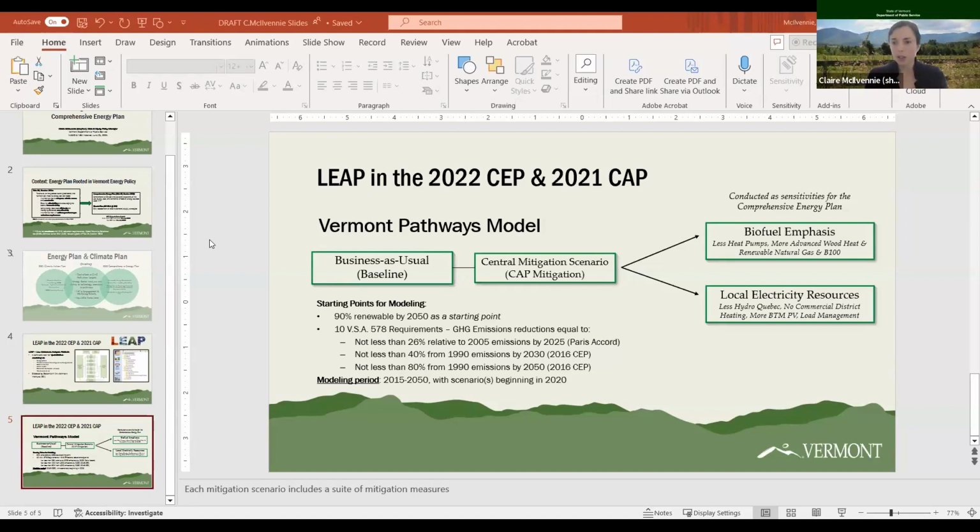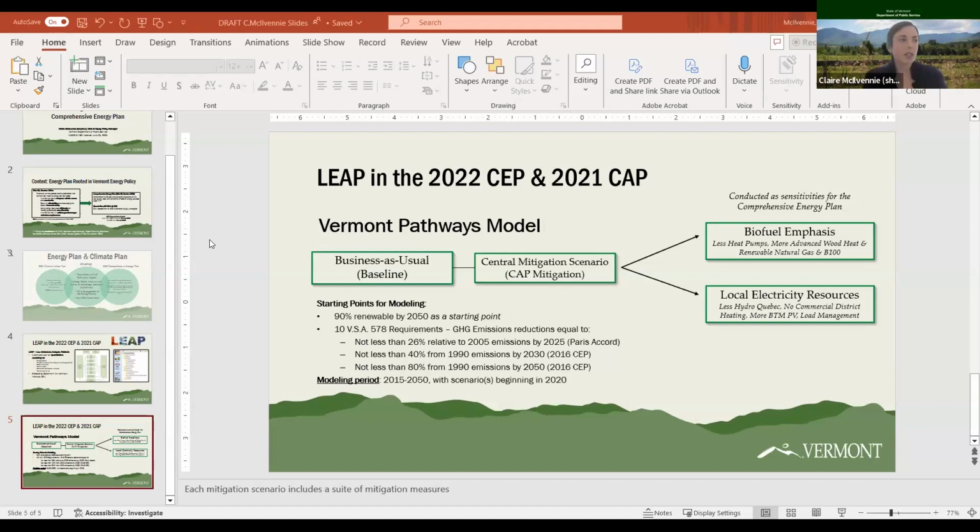We looked at a business as usual scenario. So what's our current state? And then 3 different scenarios. One called the central mitigation scenario, which was really focused on one core pathway to meet those greenhouse gas reduction requirements. And when we say a scenario, that really involved the compilation of many different mitigation pathways, so different levels of weatherization and electrification measures.